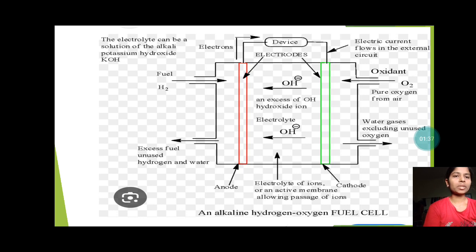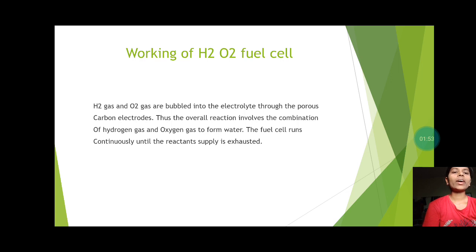This is the diagrammatic representation of the H2O2 fuel cell. At the anode, H2; at the cathode, O2. And the working of the H2O2 fuel cell: H2 gas and O2 gas are bubbled into the electrolyte through the porous carbon electrodes. Thus, the overall reaction involves the combination of hydrogen gas and oxygen gas to form water. The fuel cell runs continuously until the reactant supply is exhausted.